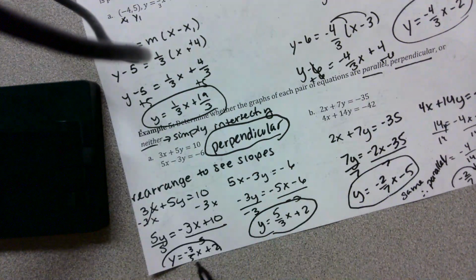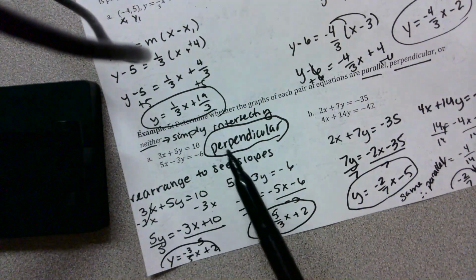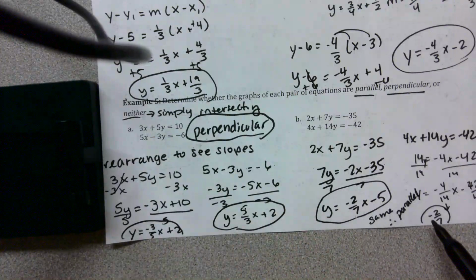Okay, so these had opposite reciprocals, so they're perpendicular. These are the same, so they're parallel. That's it.